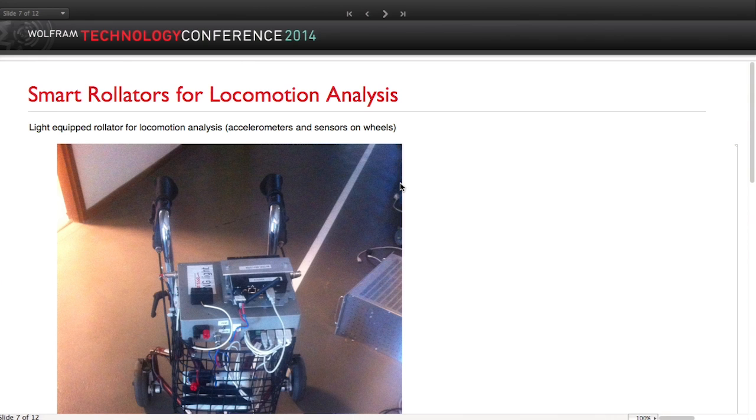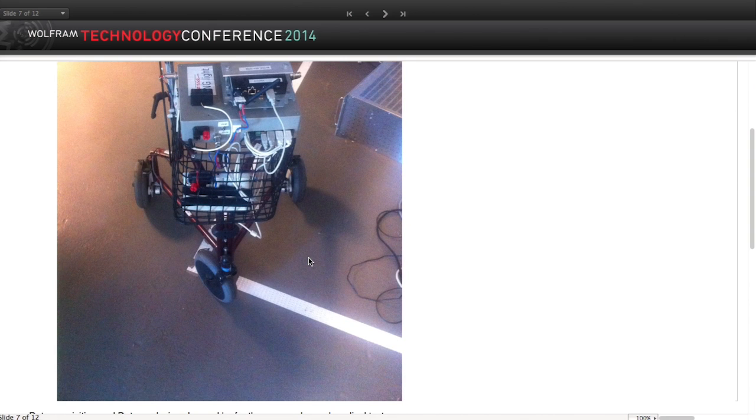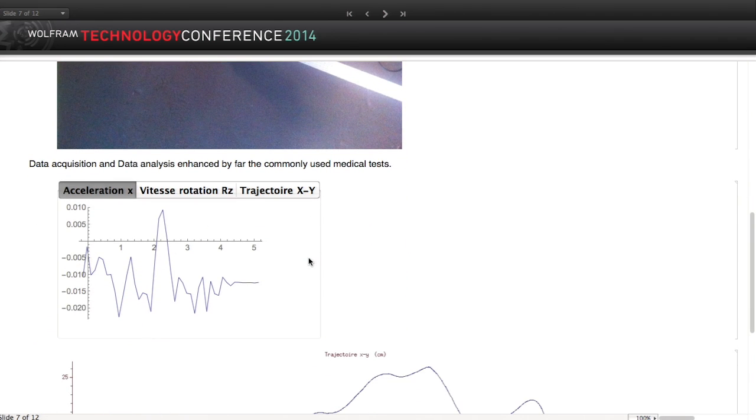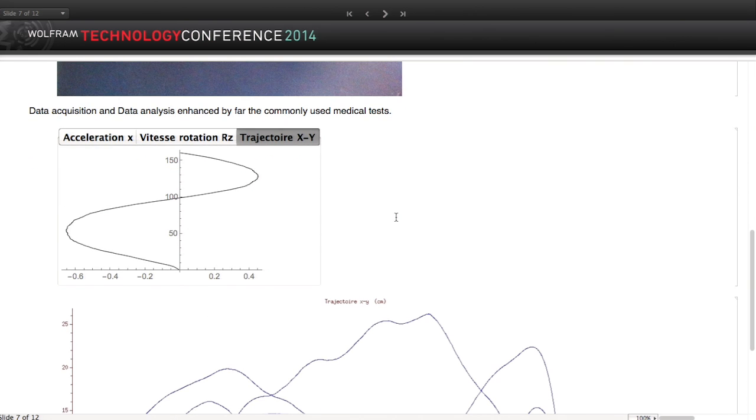And with such a rollator, which is equipped with a sensor on the wheels and 3 accelerometers, we can have a good idea of the trajectory. So once we have got the results from other devices, we use the Wolfram Language to analyze them, and that's the result of one experiment. We get the trajectory.